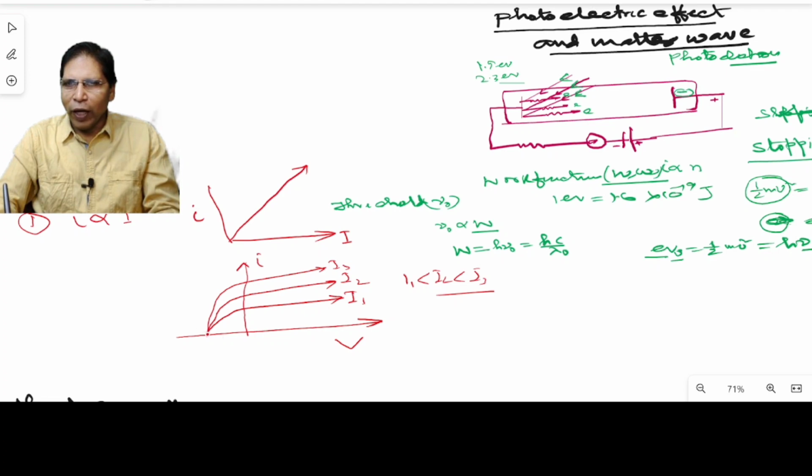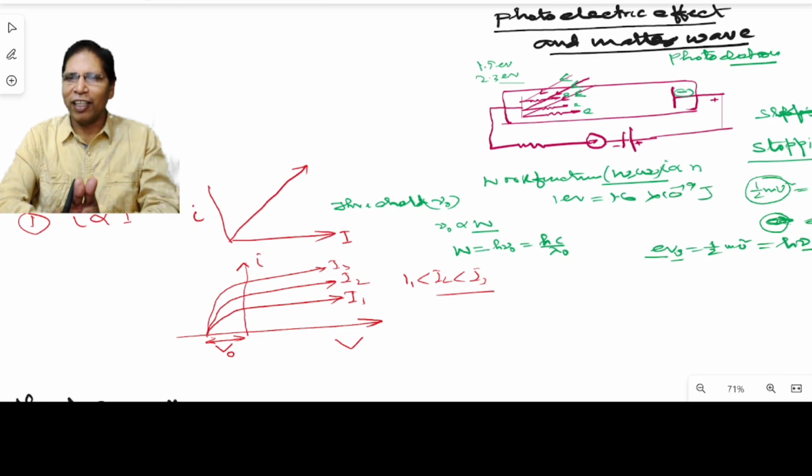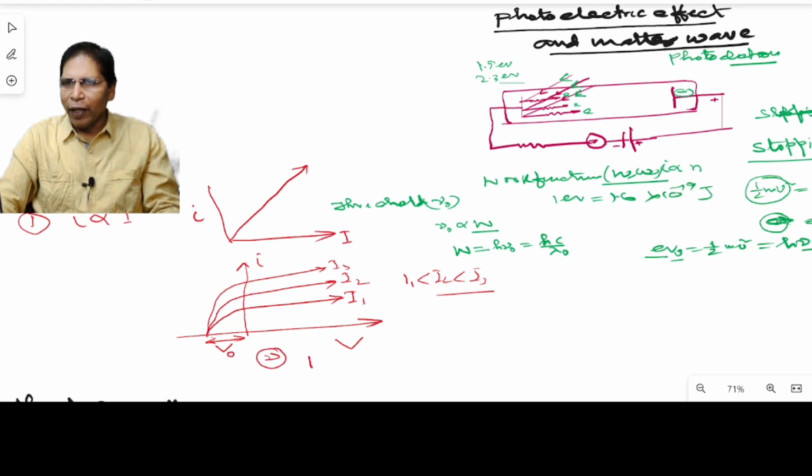This voltage represents the stopping potential V naught. Stopping potential V naught does not depend on intensity I1, I2, I3. All have the same stopping potential, because stopping potential does not depend on intensity. It depends on the frequency of radiation and the work function of the metal surface.